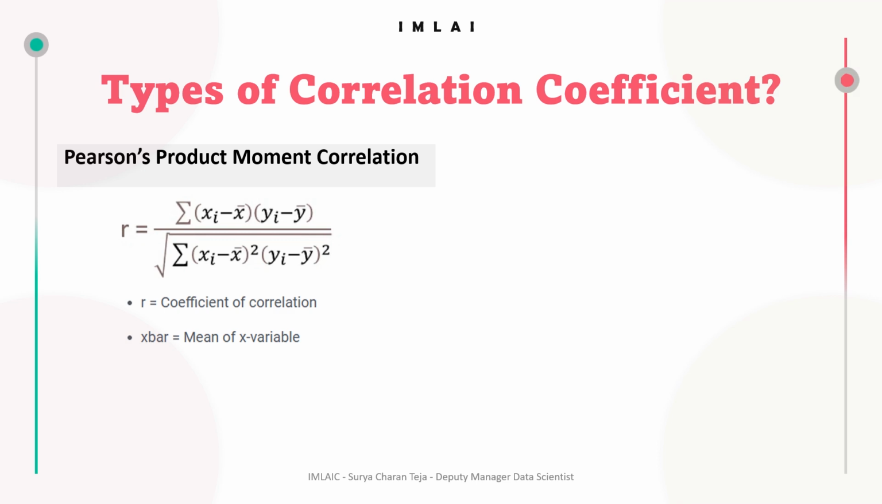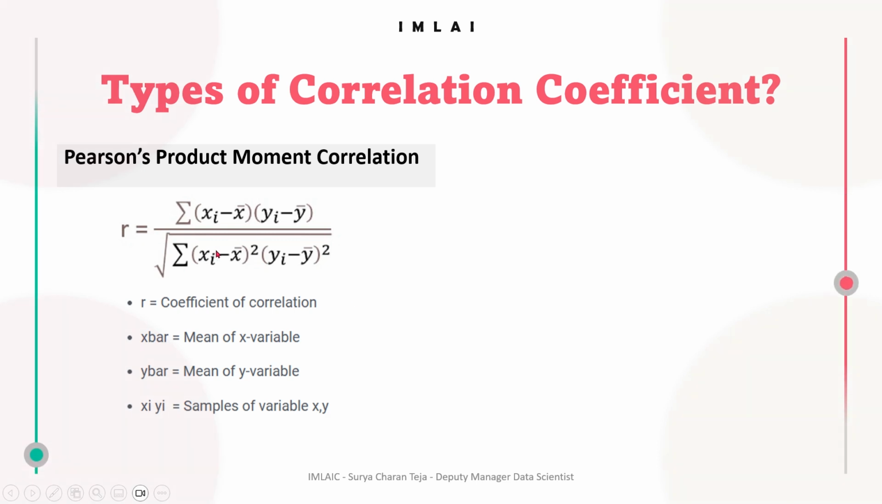So in this, R is the coefficient of correlation, x bar is the mean of the x variable, and y bar is the mean of the y variable, and xi, yi are samples of variables x, y, or you can say individual records or individual values of x and y variables. If you put it in a simple way, it's called a deviation. We used that word deviation when we calculated variance.